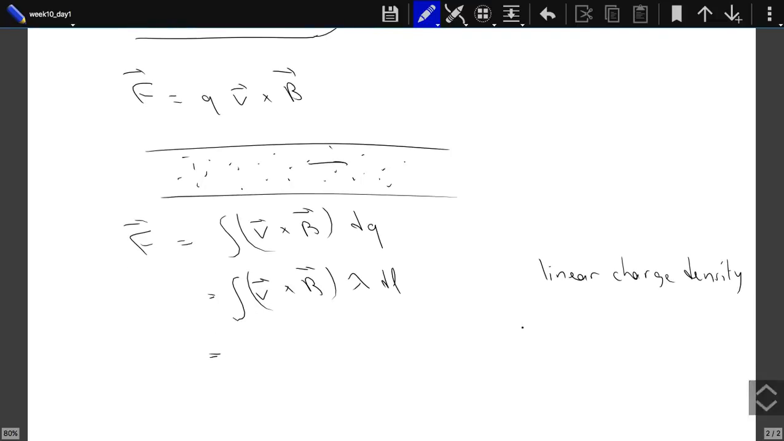But now we have lambda times v, which is nothing but the current. And the dl vector is parallel to v. So I can just convert this into I times dl cross B. This is the force acting on a wire.